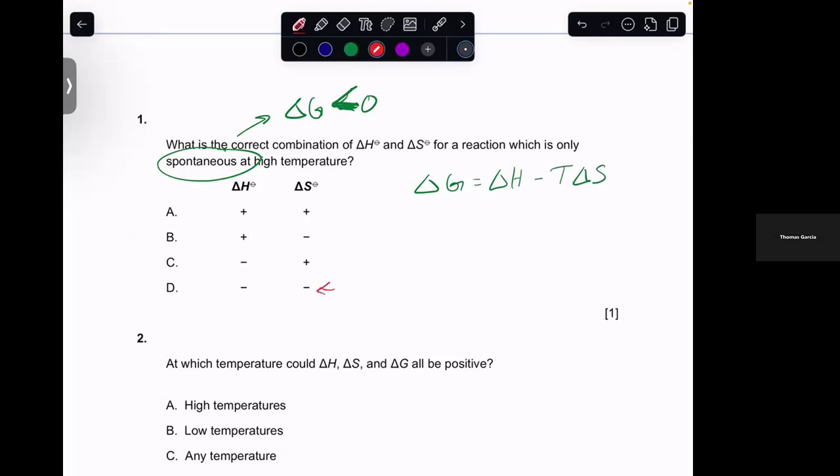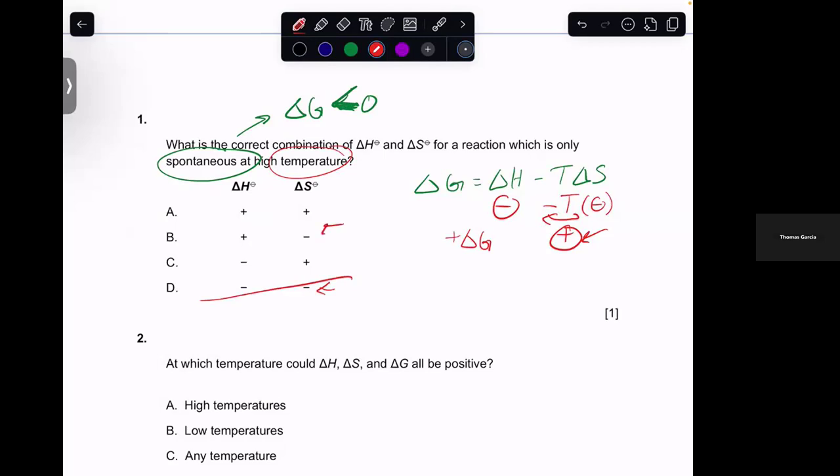I'm going to start from the bottom example. If we have a negative value here and we subtract a temperature value times a negative value, we'll get a positive value because a negative times a negative is a positive. So part D would not only be spontaneous at high temperatures. In fact, the higher the temperature, the more positive our negative T delta S will be, and the more likely that we're going to get a positive delta G. So it can't be D.